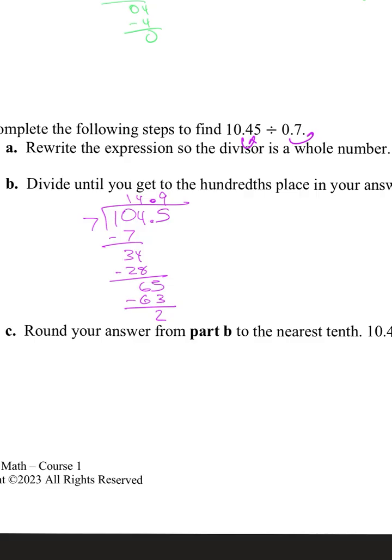Now it asks me to take it all the way out to the hundredths place. So since I don't have a number in the hundredths place, I got to put a 0. And then bring down my 0. 7 will go into 22 times without going over. 2 times 7 is 14. Subtract those, I get 6. Now, it says to divide until you get to the hundredths place. We're at the hundredths place, so we're going to stop. So my number right now is 14 and 92 hundredths.